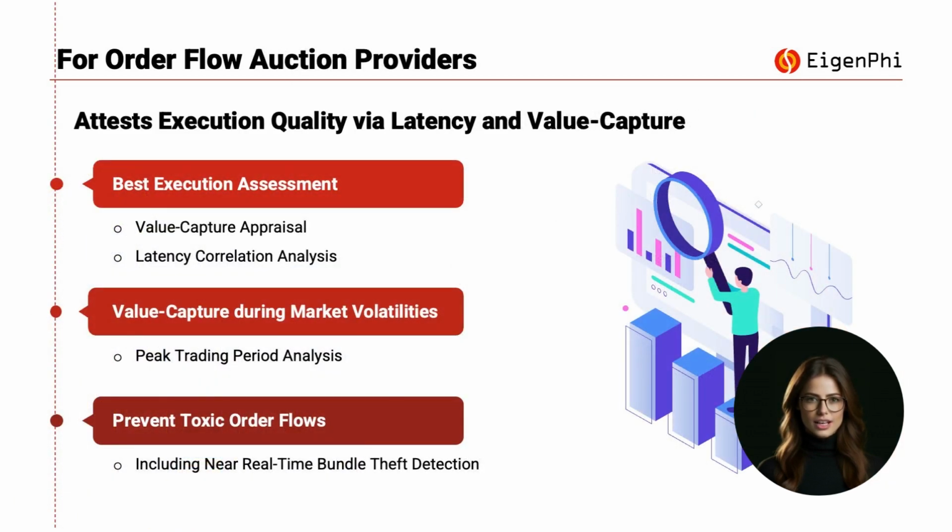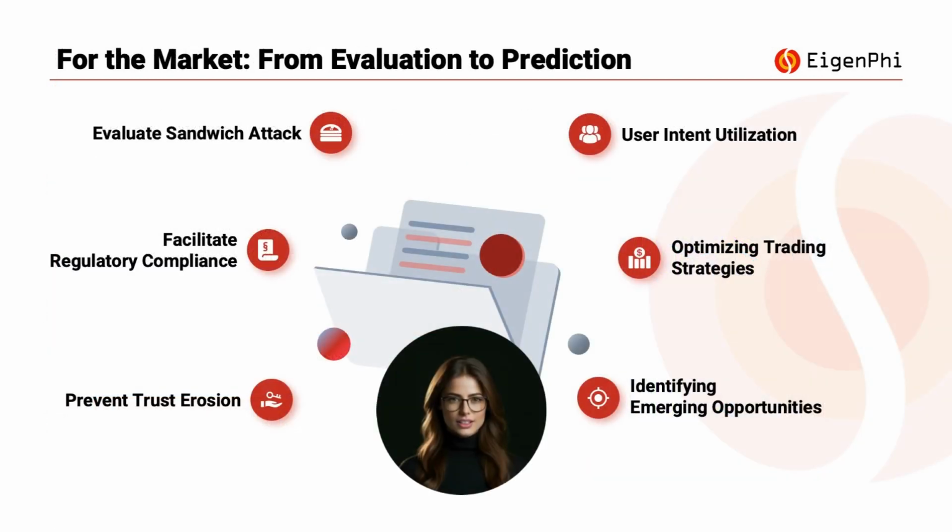For order flow auction providers, MEV evaluation is inarguably essential to make informed decisions. It attests to the quality of execution based on 2 key aspects: the ability to capture value and latency, as well as the ability to capture value during market volatility. Furthermore, real-time bundle theft detection can assist OFA providers in preventing toxic order flows. As the order flow market rapidly changes, we believe MEV evaluation can facilitate a deeper understanding of market dynamics, leading to more accurate predictions. The value of MEV evaluation spans multiple areas.